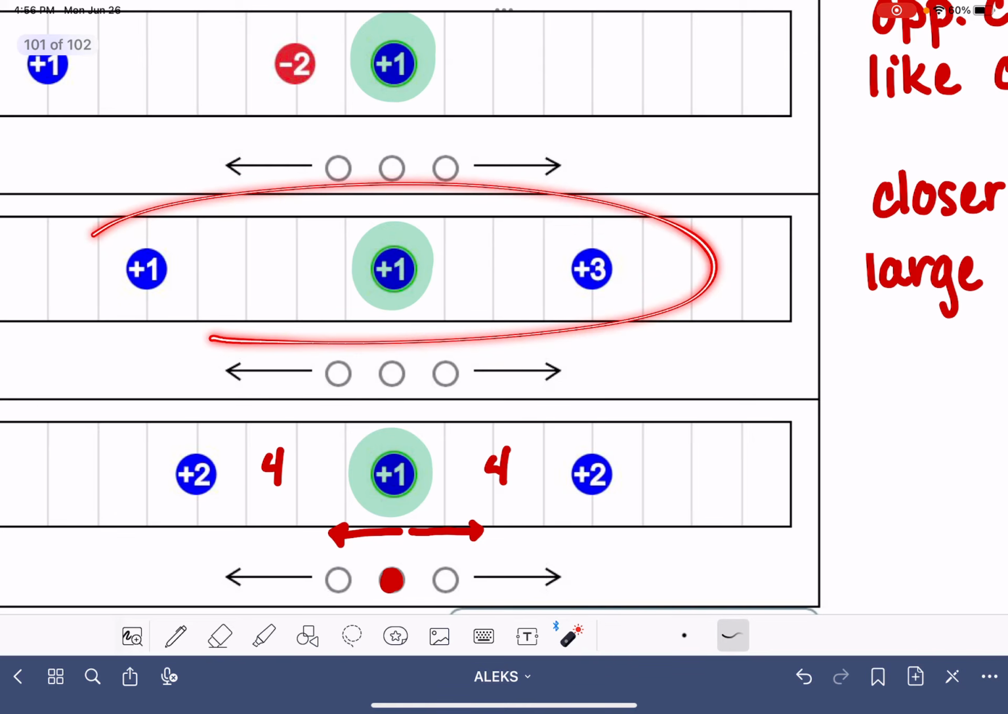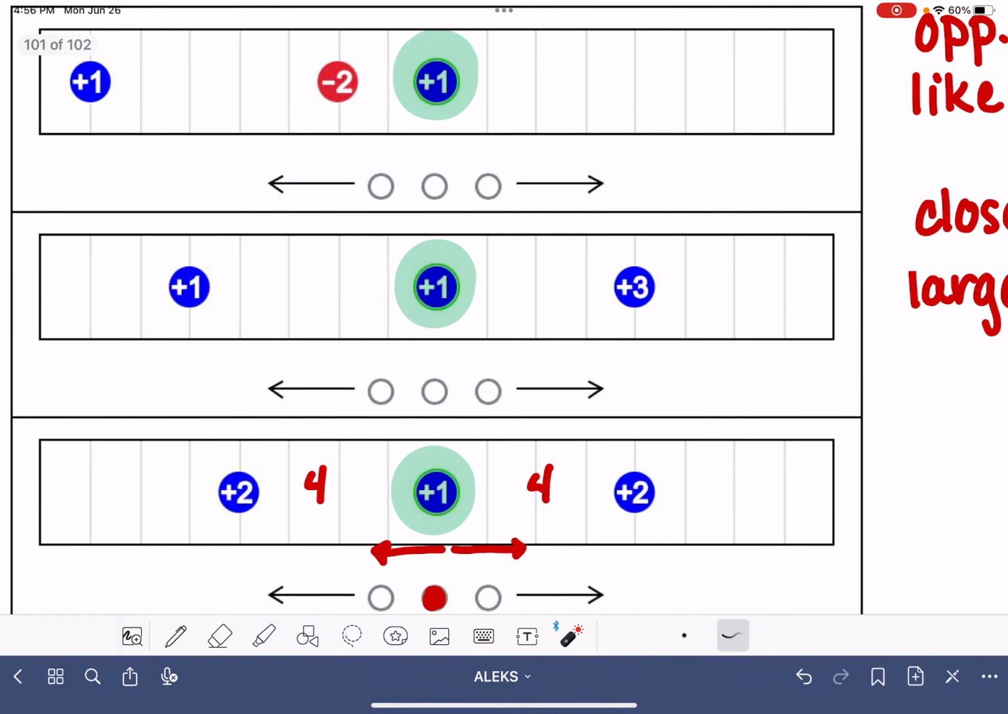Let's try the problem up above it. So again, we have a bunch of like charges. The charge on the left-hand side is going to cause that center particle to be pushed to the right because they are the same charge. The charge on the right-hand side is going to cause the center particle to be pushed to the left, again, because they are both positively charged particles.